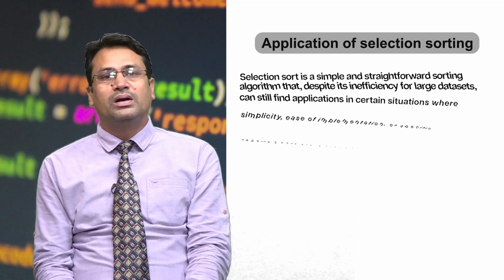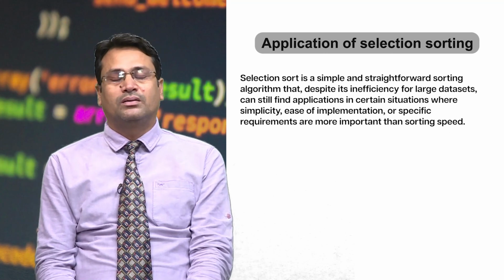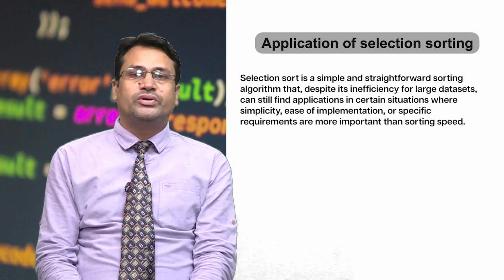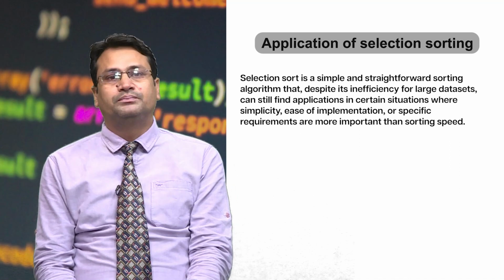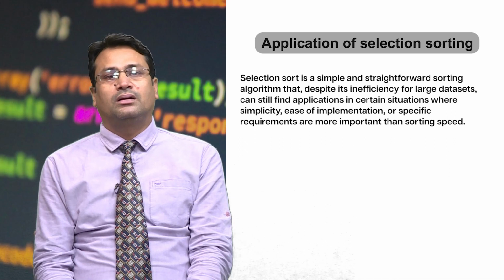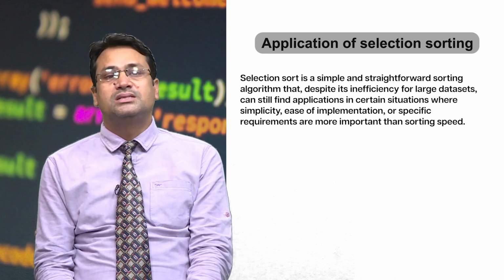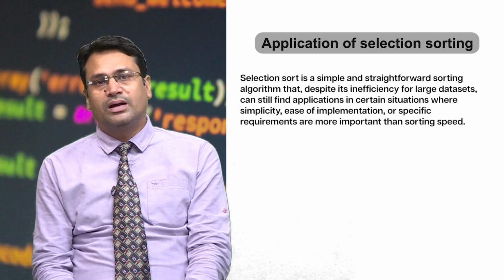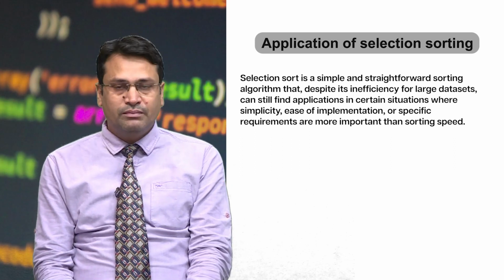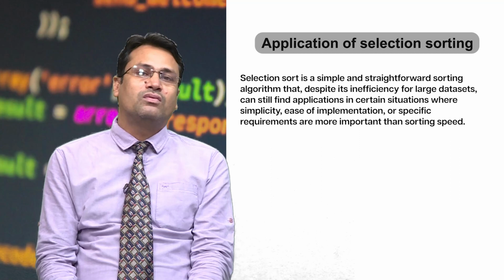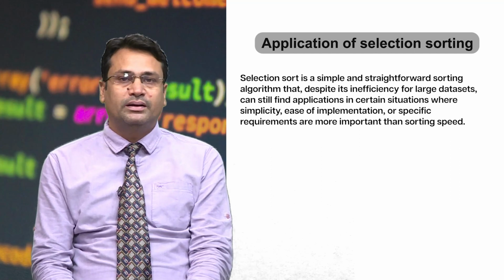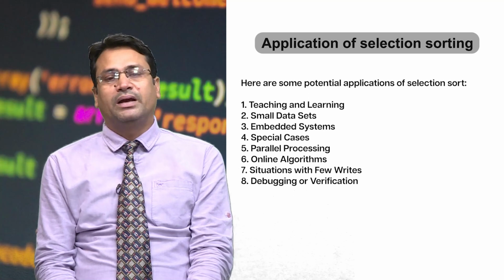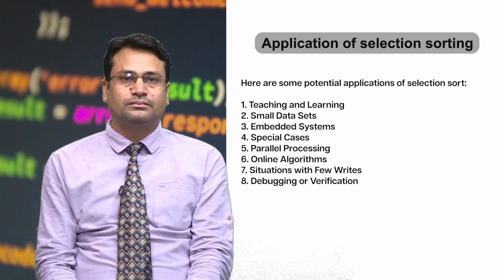Now, we will discuss the applications of selection sort. Selection sort is a simple and straightforward sorting algorithm. Despite its inefficiency for large data sets, it can still find application in certain situations where simplicity, ease of implementation or specific requirements are more important than sorting speed. Here are some potential applications of selection sort.